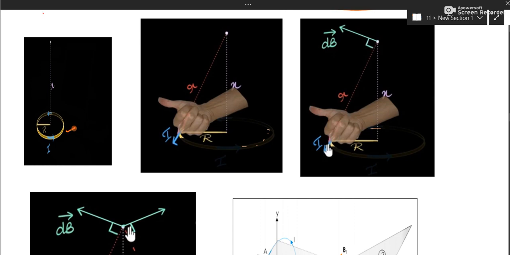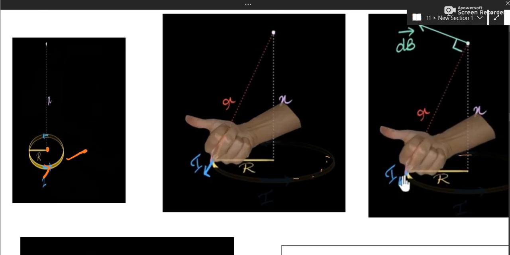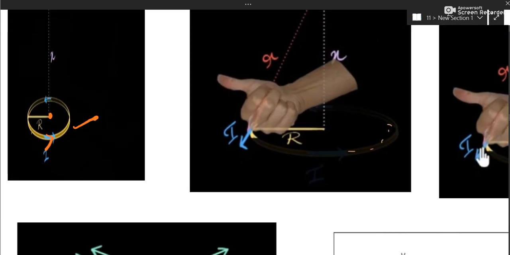Okay, here we are just trying to know something about the direction. So this is your loop, right? And this is the direction of current. Okay, and this is your center, and this is your axial line. So somewhere here you need to find out the magnetic field. Okay, so you can see there is a dotted line.